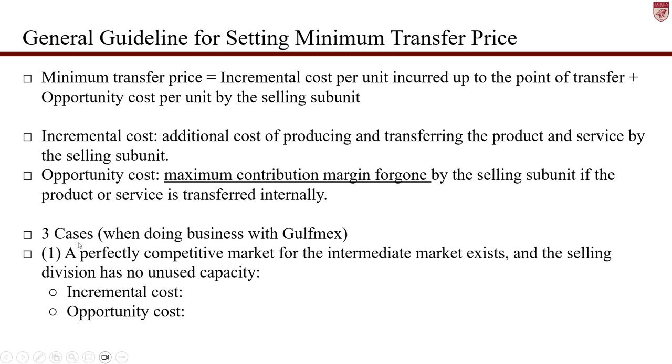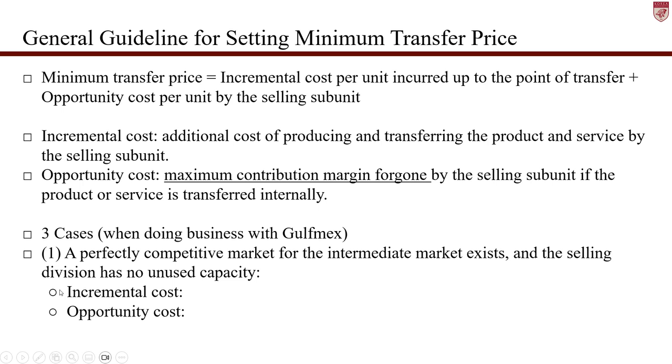All right. So let us look at three cases. And three cases we're going to apply when doing business with GulfMex. The first case is when the market is perfectly competitive, right? Meaning you can always sell the intermediate good to the external market, and the selling subunit therefore has no unused capacity, right? I mean, think about it. If the market is perfectly competitive, then you can always sell the good to a lot of buyers in the external market. Therefore, there is no unused capacity. You can always sell, right?